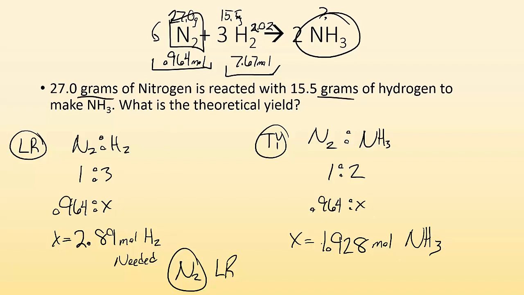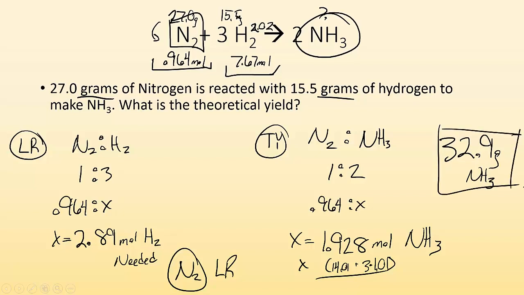And I'd be done if it wasn't for the fact that they're giving everything in grams. So they probably want the answer in grams. So I have to multiply that by the GFM of NH3, which is 14.01 for the nitrogen plus 3 times 1.01 for the hydrogen, and I get like 17.04. And I multiply that and I get my final answer of 32.9 grams of NH3. And that's how you do your theoretical yield.